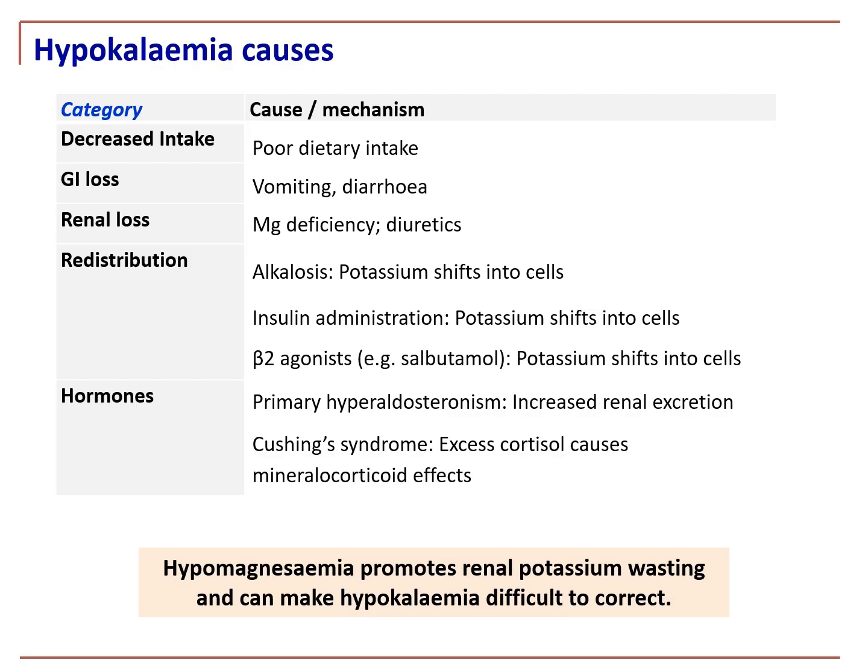So just one little extra thing, because lots of people kind of forget this one. Hypomagnesemia, so low levels of magnesium in the blood, promote renal potassium wasting. And also, if you have low magnesium, it can make hypokalemia difficult to correct, because you might be taking more potassium or potassium supplements, but then you keep weeing it out again. So it makes it difficult to correct. So just have that in the back of your mind as well.